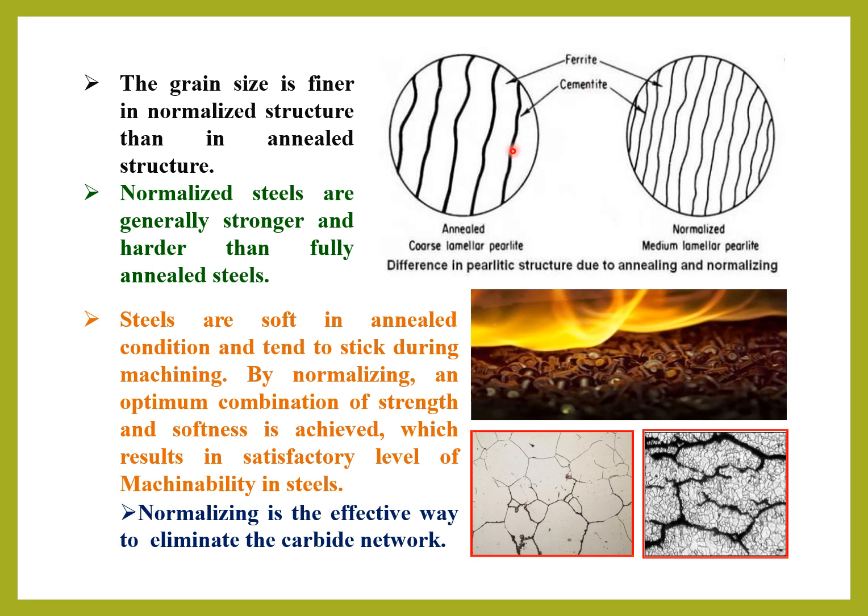So what is the difference between annealing and normalizing? In annealing, the pearlite structure is very coarse lamellar. Here it is medium lamellar, so we can see the difference. For annealing it takes more time, for normalizing less time. It will be stronger and harder compared to annealed steels. That's why we use normalizing instead of annealing for some specific applications.